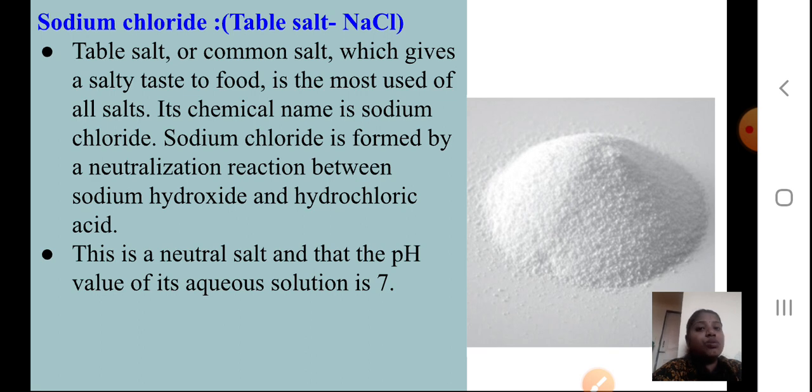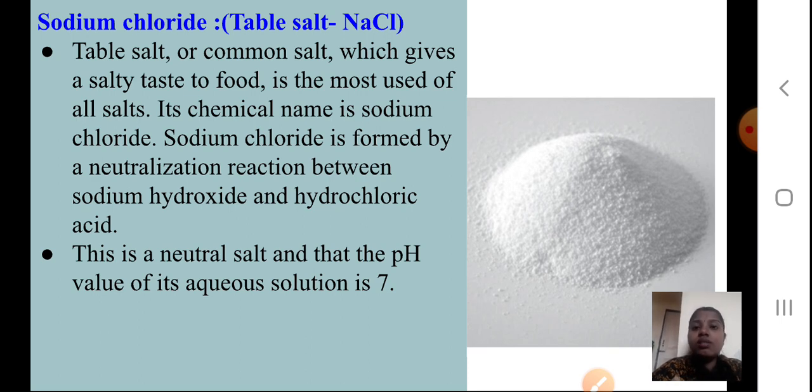Its chemical name is sodium chloride. Sodium chloride is formed by a neutralization reaction between sodium hydroxide and hydrochloric acid. Yes students, you have already studied this. You have studied what a neutralization reaction is. Remember the definition? Neutralization reaction is the reaction when an acid and a base react together to form salt and water. Right? Remember this definition.